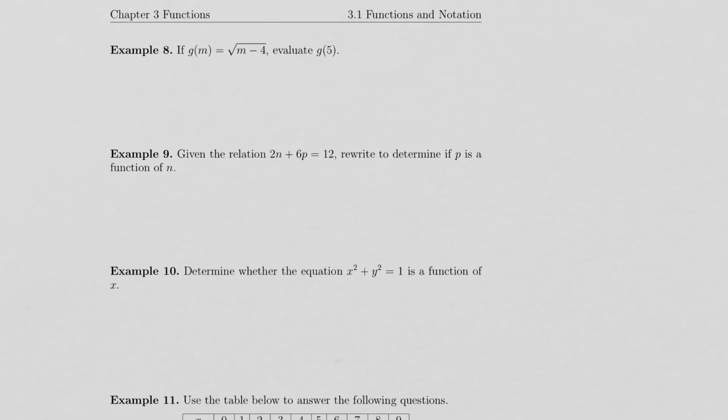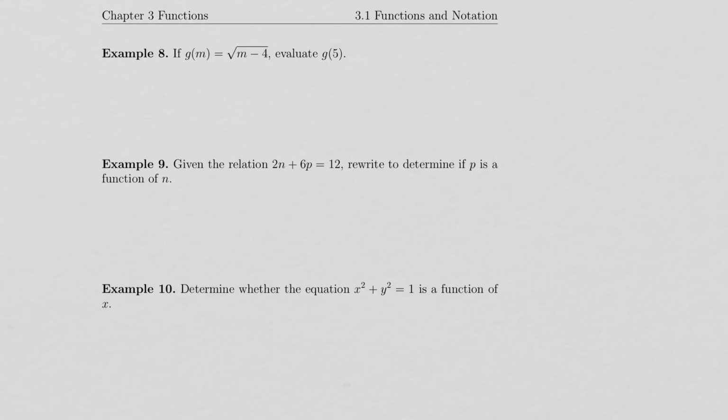Okay, another example of that. Let's say my function is g of m, so the input is m, is the square root of m minus 4, and I want to evaluate g of 5. That means where I have an m, I'm going to plug in a 5. So this is going to be the square root of 5 minus 4. Well, that's the square root of 1. And I can simplify that. What's the square root of 1? It's just 1, right? 1 squared equals 1. So g of 5 is equal to 1.